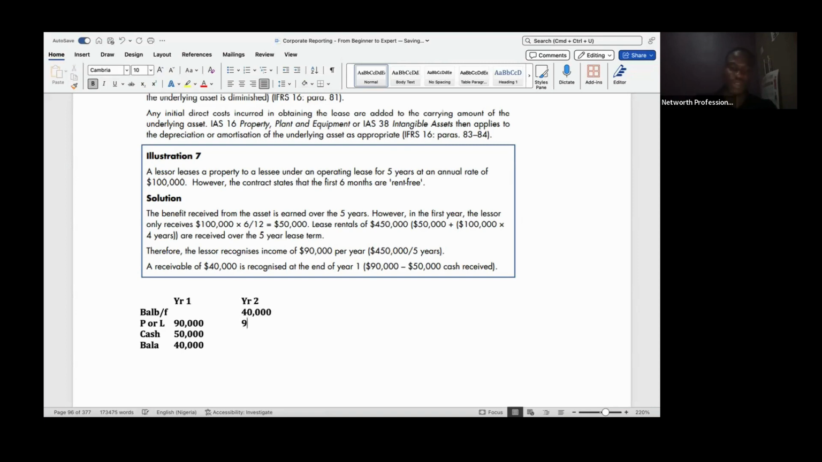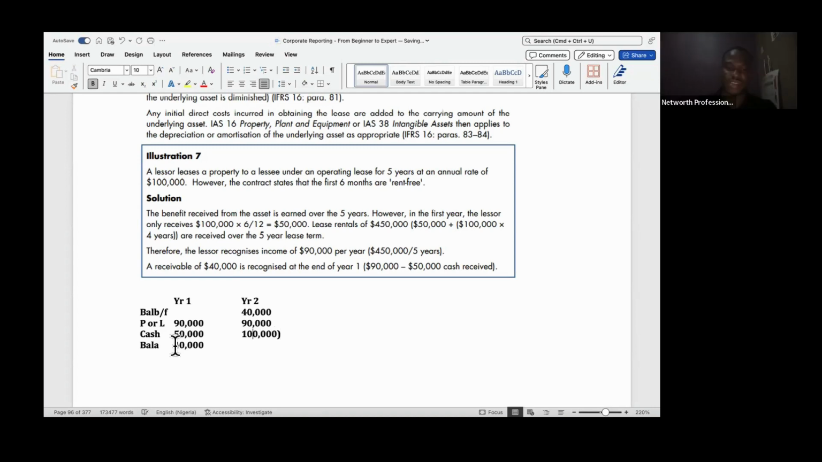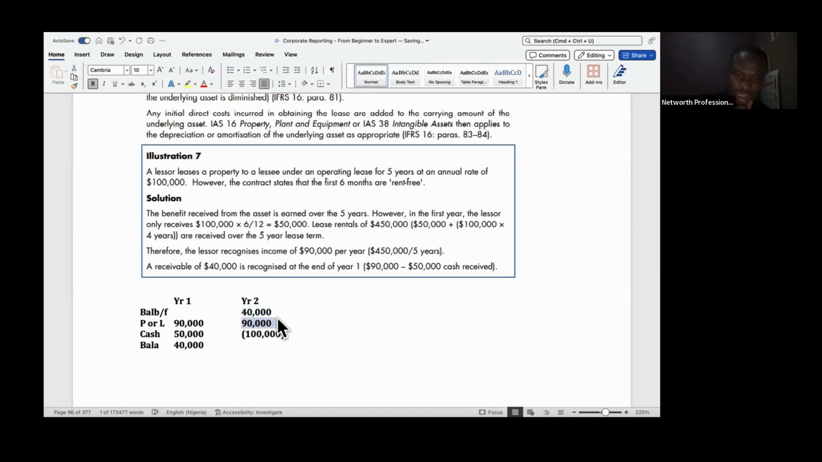Don't forget, we'll still recognize 90,000 to P&L because it is straight line every year. But now in this second year, we'll collect the entire 100,000. We're expecting 40, and we recognized additional income of 90, so our total expectation is 130. In year two, we collected 100. So there's a balance now of 30,000.